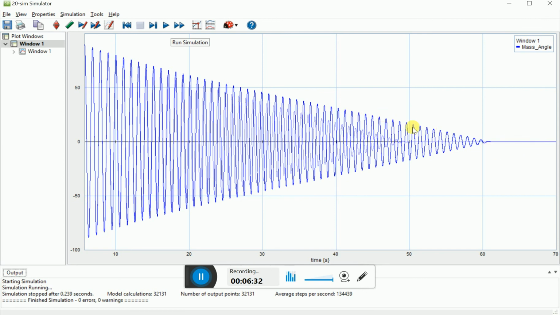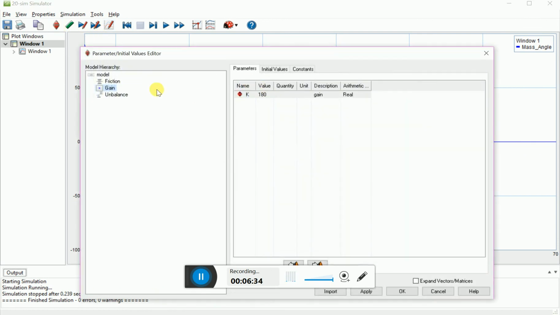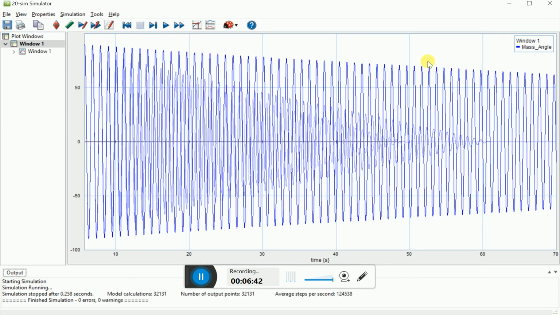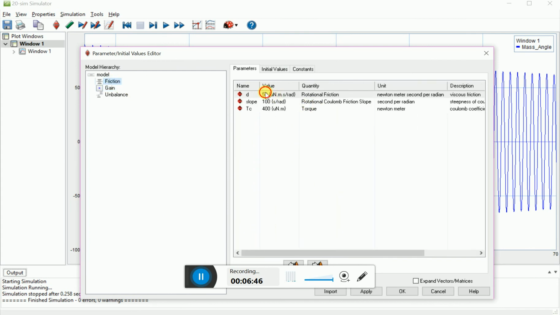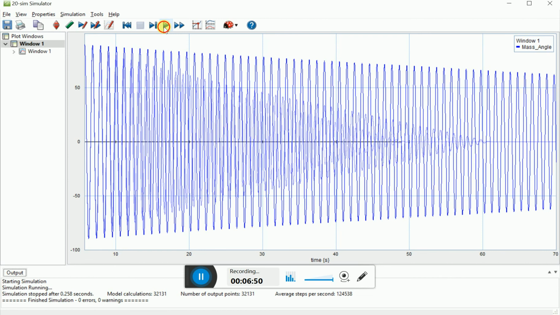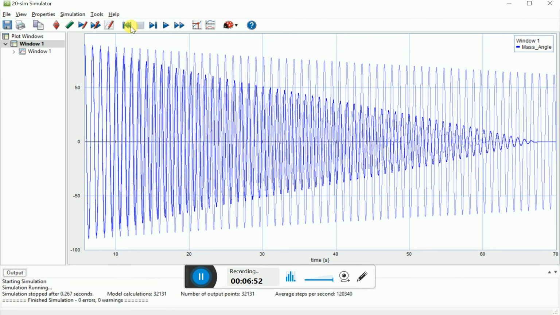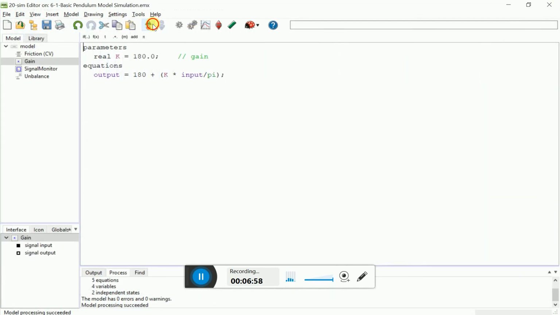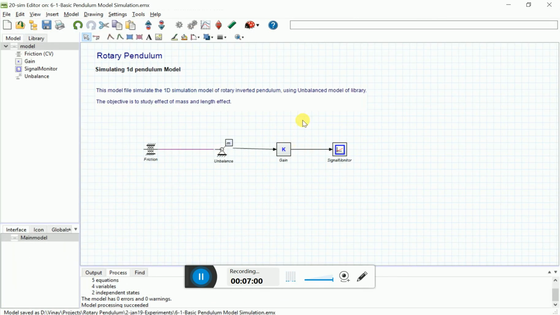So the transition time is increased, and if I reduce the friction coefficient to maybe 50, there you can see it goes far away. This is the rotational friction. Yeah, this looks okay now. So this is our pendulum simulation of the 1D model. Thank you very much.